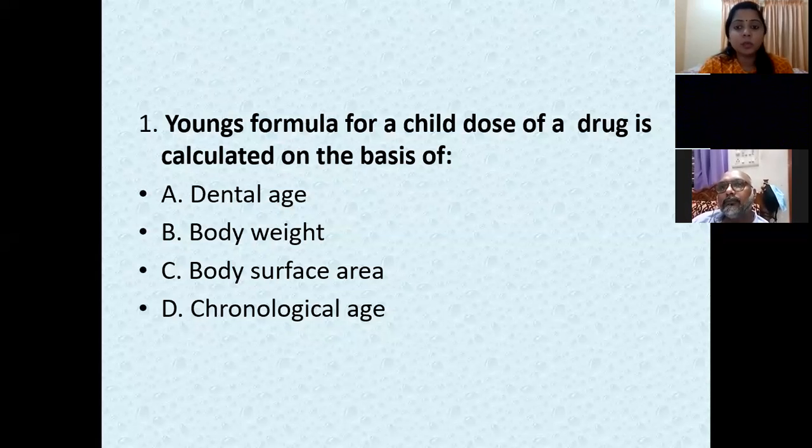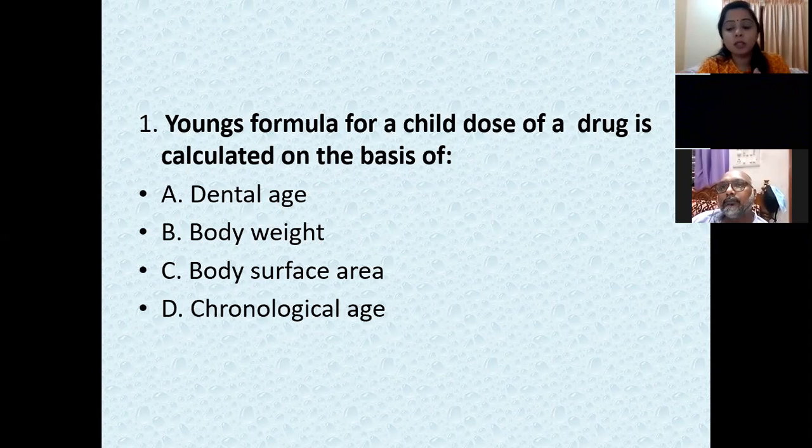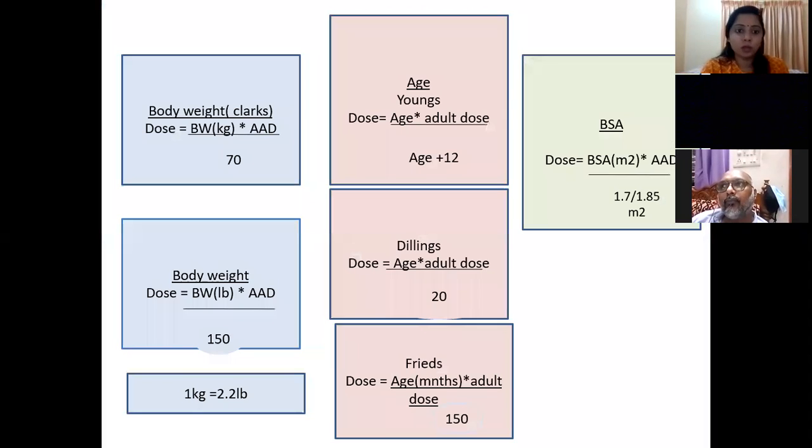To approach this question, we have to know actually what is Young's formula. Since it was asked frequently in the coming years, you have to know not just Young's formula. You have to know all the other formulas for calculating the dose of a drug. How will you approach it? For calculating the dose of a drug, it is based on three methods: based on body weight, based on age, based on body surface area.